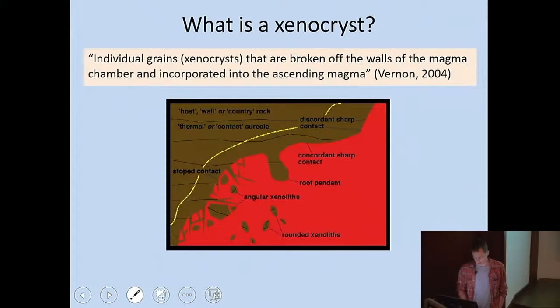This is what they look like in magma. So back to this original scenario where we have the incorporation of wall rock material into the magma chamber.